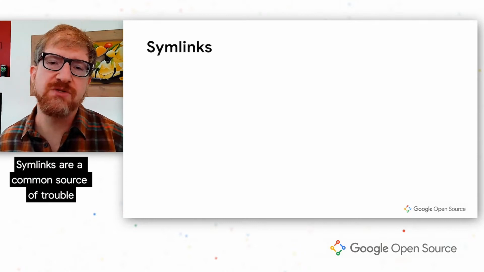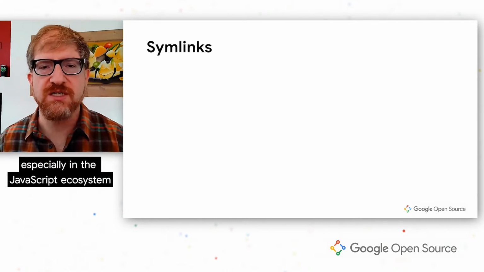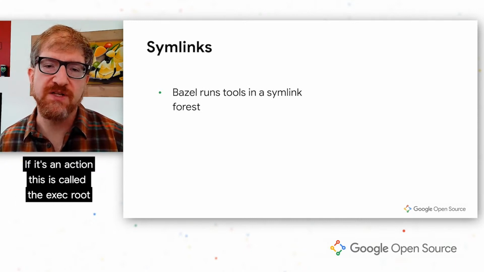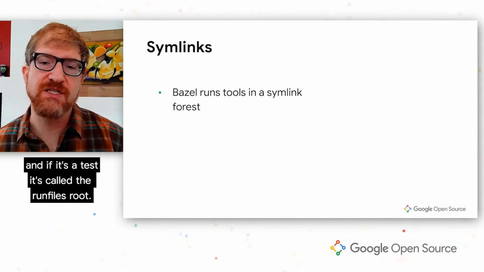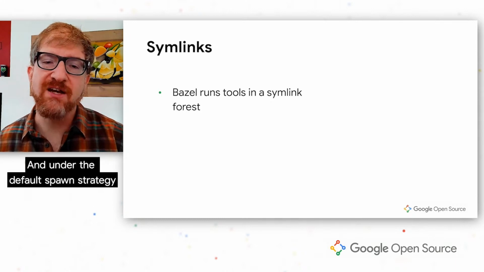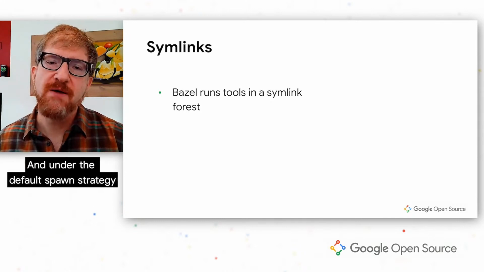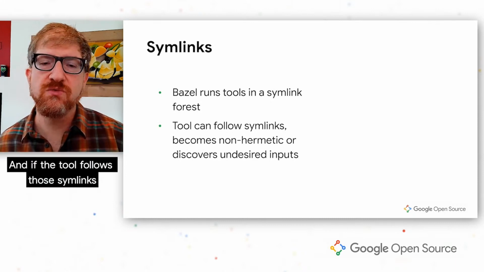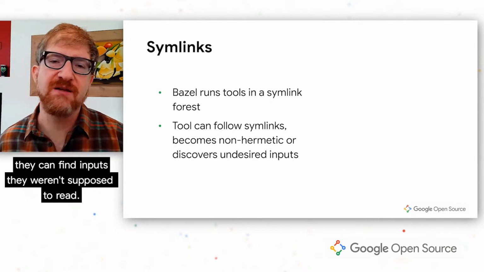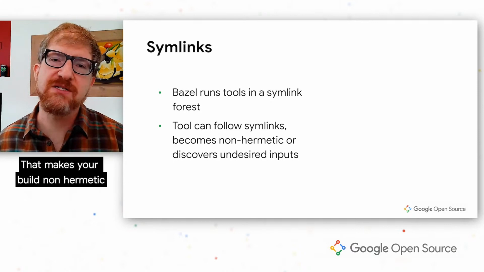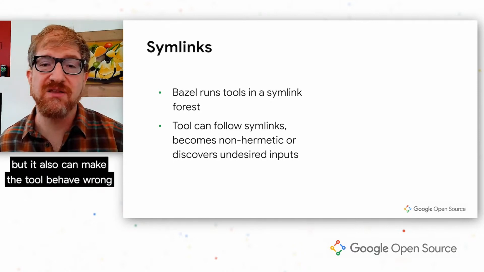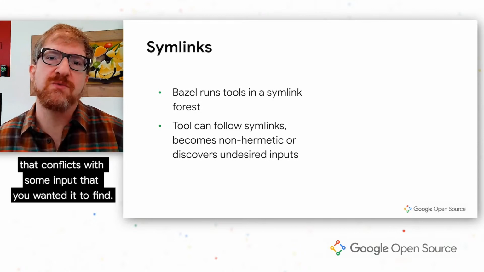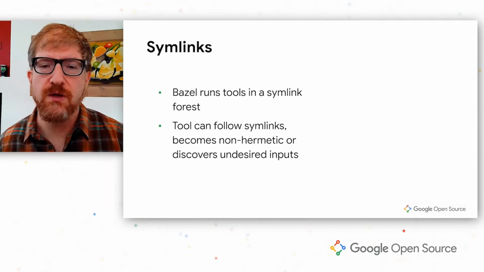Symlinks are a common source of trouble, especially in the JavaScript ecosystem, because Bazel runs tools in a symlink forest. If it's an action, this is called the exec root, and if it's a test, it's called the runfiles root. Under the default spawn strategy, there's a bunch of symlinks here out to the rest of the file system. And if the tool follows those symlinks, then it can find inputs that it wasn't supposed to read. That makes your build non-hermetic, but it also can make the tool behave wrong because it may find some input that conflicts with some input that you wanted it to find.